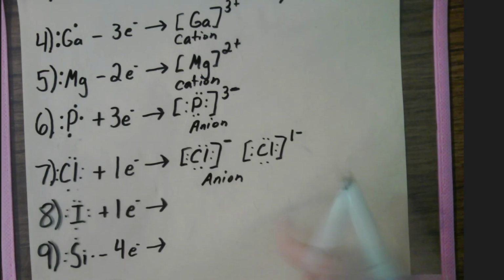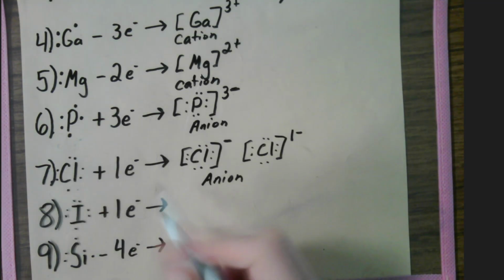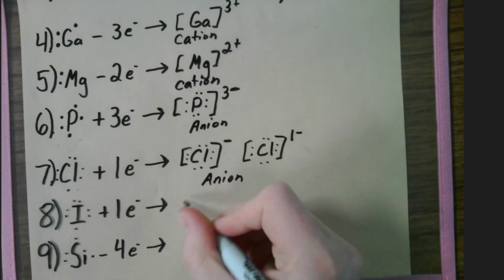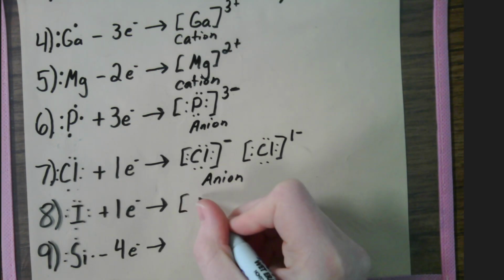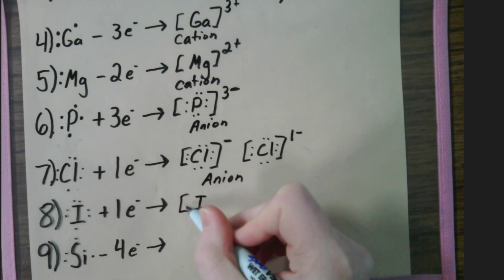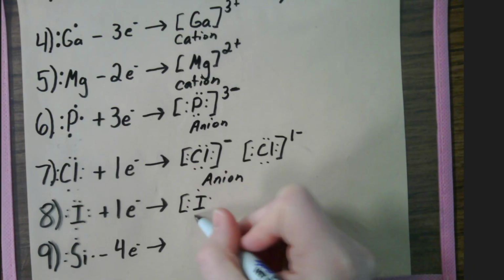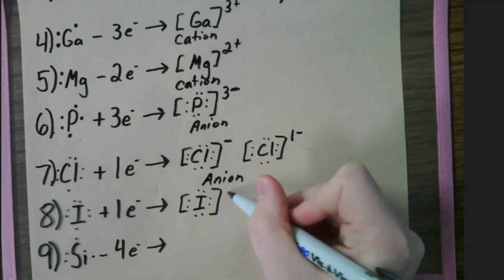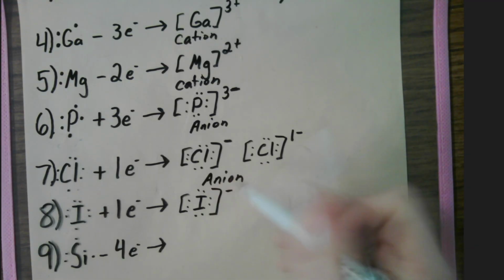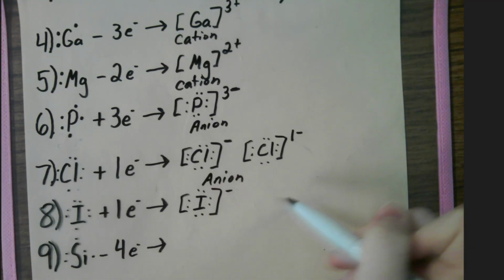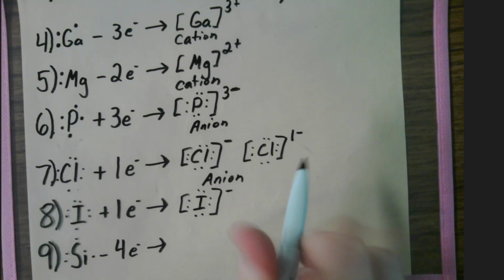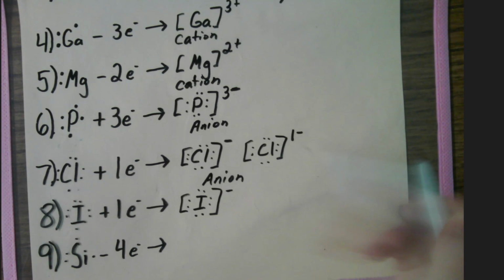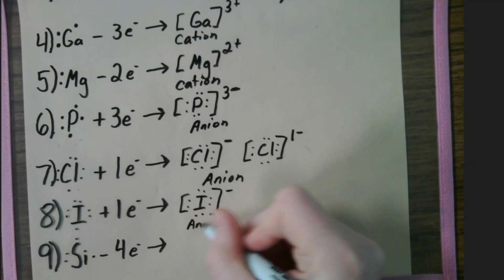Okay? Number 8, iodine. Iodine plus another negative electron. You're going to have the brackets, put the I, we're going to add another one. 1, 2, 3, 4, 5, 6, 7, 8. We get a total of 8 valence electrons. And like you did with the chlorine, you can either write it without the 1 or with the 1. Either one, as long as it's only 1 that makes up the charge. This one is also an anion.